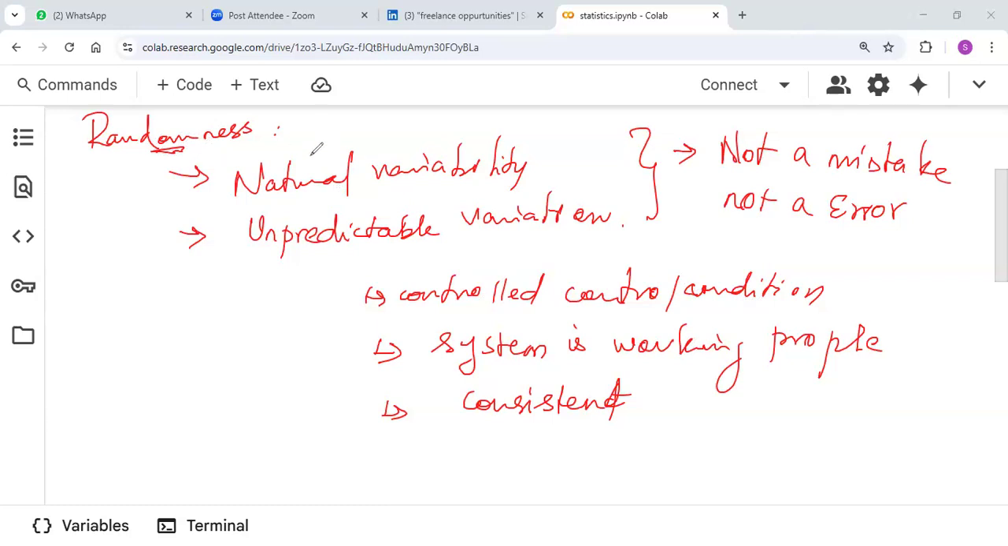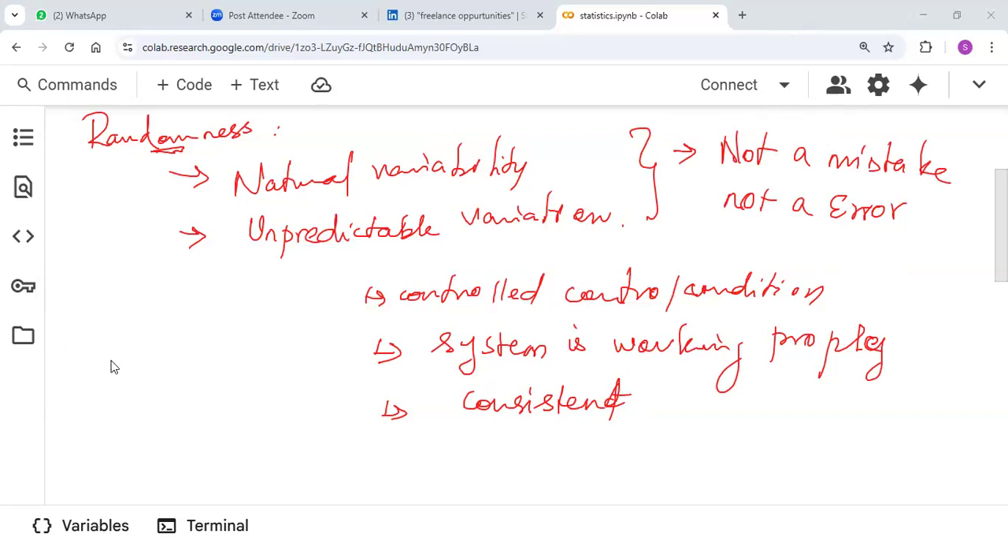So randomness is the natural variability in the data, which means the variation is unpredictable. How the data is going to vary, you cannot predict. It is not a mistake, not an error. You cannot avoid such a variation, because even when observations are recorded under controlled conditions, even if the system is working properly or the environment is consistent, these natural variations will occur in the data.